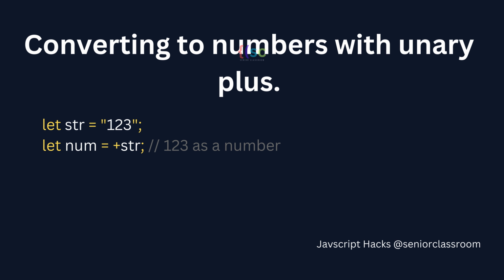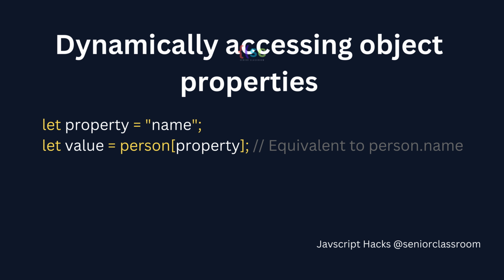Converting to numbers with unary plus. Quickly convert strings or other values to numbers using the unary plus operator. Dynamically accessing object properties with bracket notation. Access properties of an object dynamically using bracket notation, useful when the property name is stored in a variable.